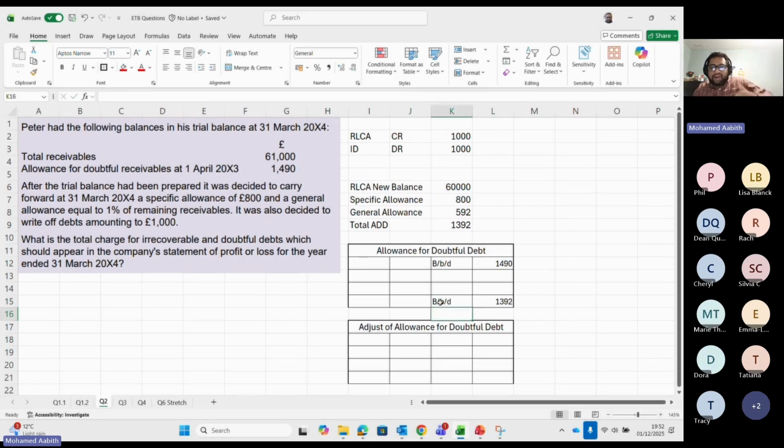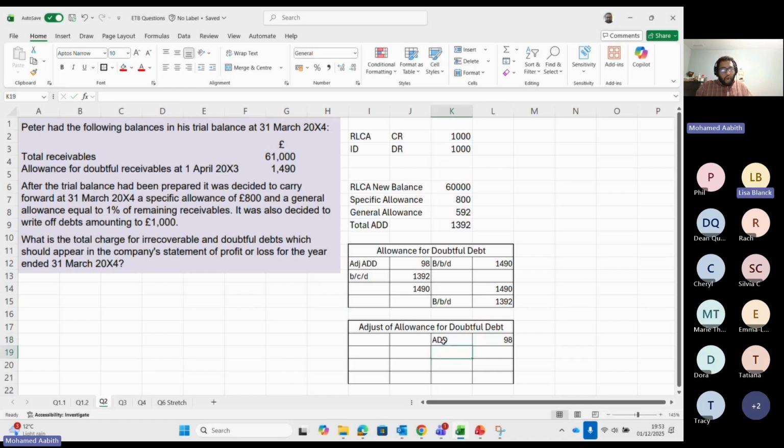So here, 1,490, the new balance brought down has to be 1,392. Is that going to increase or decrease? What do you think from here? It is going to be decreased by £98. How I'm going to decrease it is by entering on this side. So if we put £98, which will eventually lead the balance carried down figure to 1,392. So this is the total and this one will be my balance carried down of 1,392, and this entry we call adjustment for allowance for doubtful debt. So here this time we're going to say allowance for doubtful debt £98.